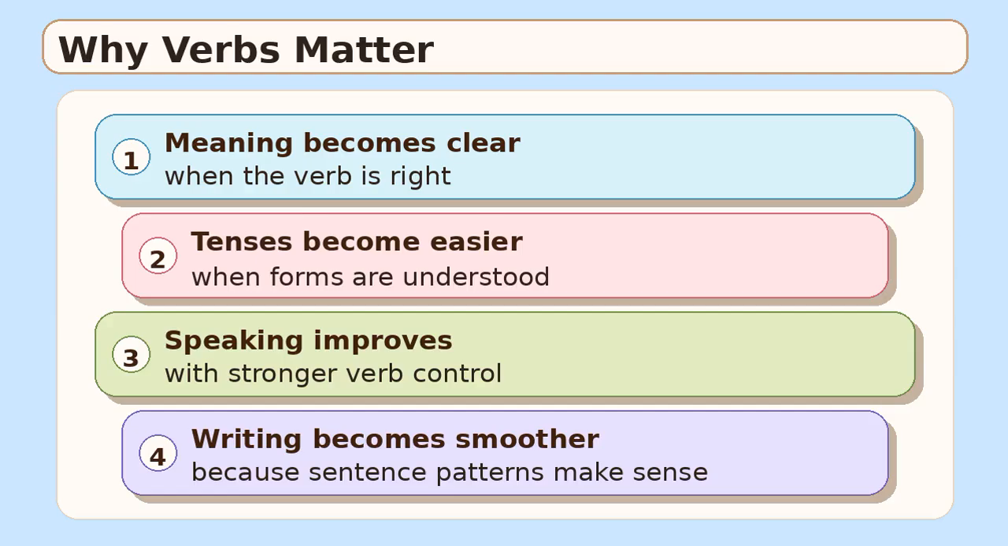A sentence may contain many words, but the verb often carries the core movement or condition. It tells us what happens, what exists, what changes, or what someone does. Weak verb understanding leads to tense errors, agreement mistakes, and broken sentence flow. In meaning becomes clear, notice when the verb is right. In tenses become easier, notice when forms are understood.